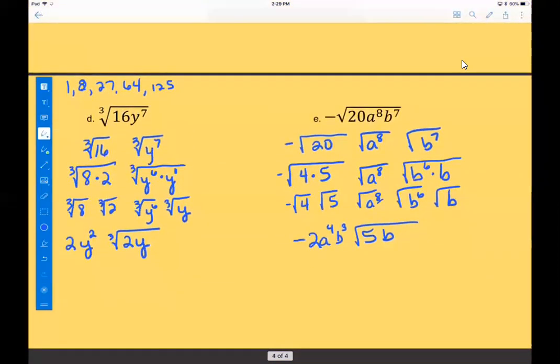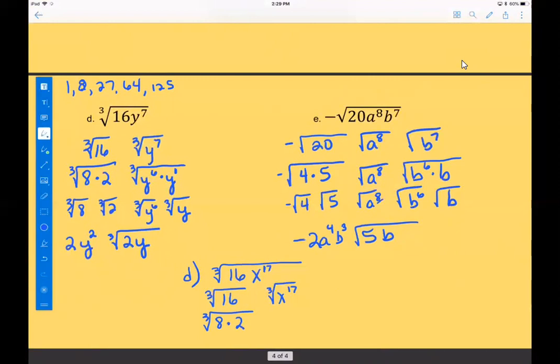So let's do one more down here that I need to add. Let's do the cube root of 16 again. But this time let's do x to the 17. So we're going to break 16 down into the cube root, and the same thing with our variable. Cube root, we know 16 is 8 times 2.